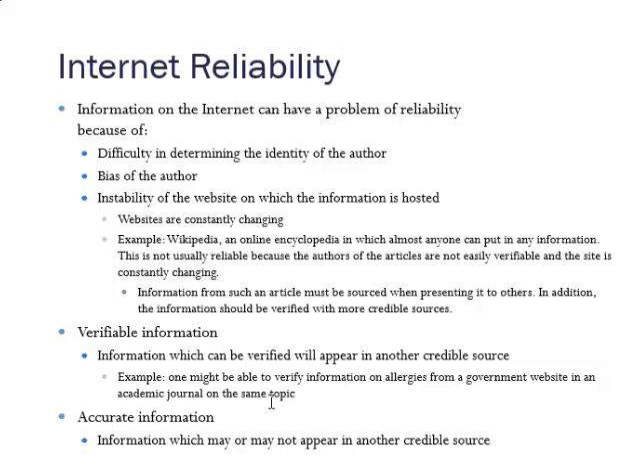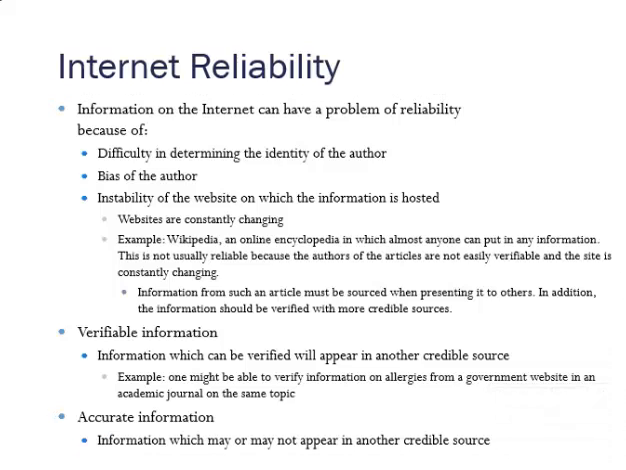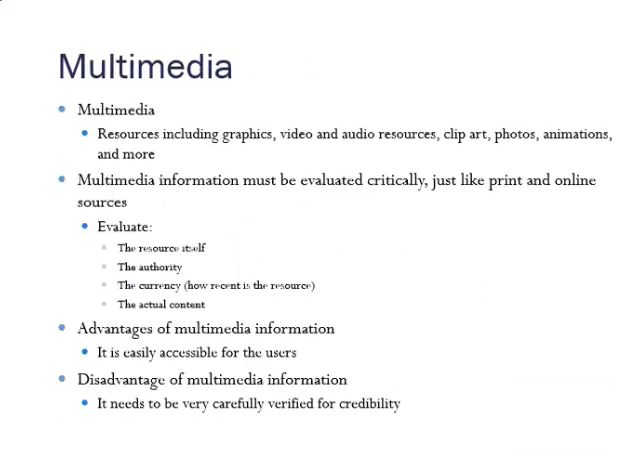Verifiable information. So information which is verifiable will appear in another credible source. If you can just find it in one source, it may not be verifiable. That means you cannot prove that it's true. If you can find it in the original source, maybe it could be a little easier. So one might be able to verify information on allergies from a government website. If you find something on Wikipedia about allergies, you might be able to find the same information either through the footnotes on Wikipedia or through a different search on a little bit of a more reputable search. And of course, you need to have accurate information because you want to make sure that the information you have appears in other credible sources so that they can be considered accurate.